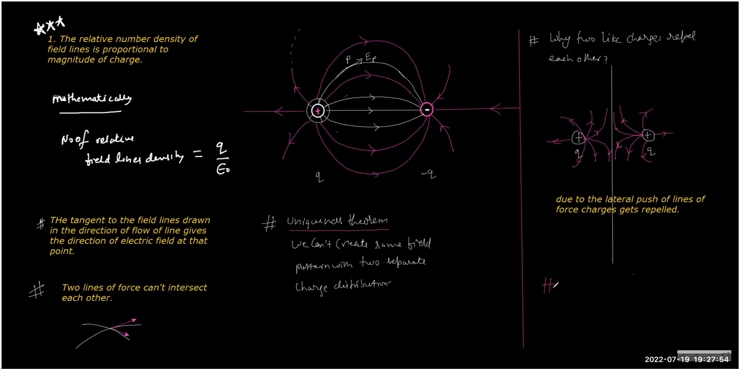So why do they attract if they're unlike? Why do unlike charges attract? Any guess? Lines will get pulled towards each other. So that's a very interesting phenomenon, and let me explain it. You can imagine the lines of force as a stretched membrane or string or rubber band.